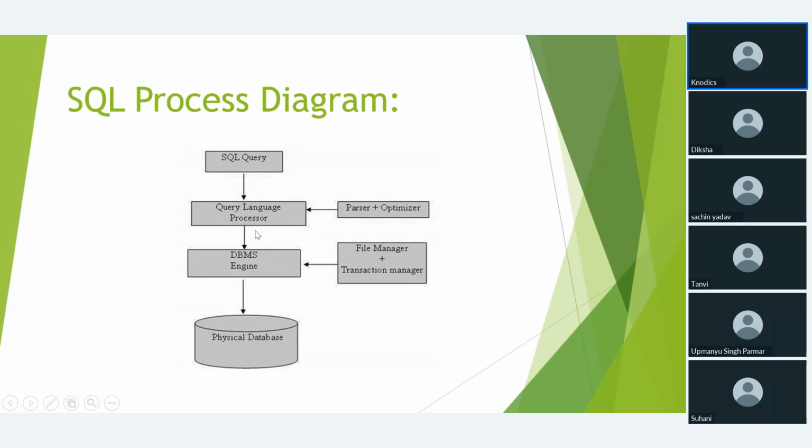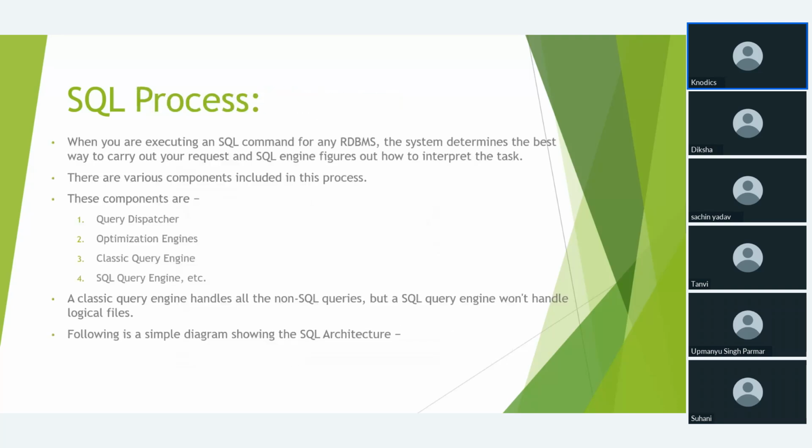And once the physical database is connected, in the same way, in the reverse order, it generates the result as well. It is a very simple process. Simply from SQL query to query optimizer to query processor, and query processor to DBMS engine, and DBMS engine to physical database. That's it. These simple steps are there. So basically, you can see these components are query dispatcher, optimization engines, classic query engine, and SQL query engines, right?